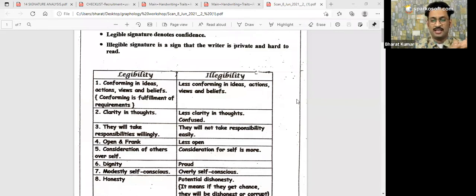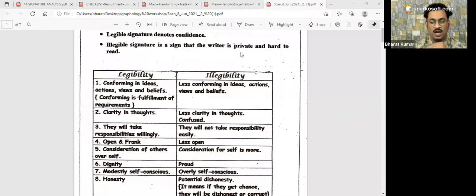So legible signatures give you conformity in ideas, opinion, actions, views and belief, and clarity in the thoughts. So if your signatures are not very clear, work on that today. And what can you do? All of you can sign on a paper, take a pic and circulate in the chat box, or circulate in the Graphology WhatsApp group just now. Take your signature on a paper, take a pic and post in the WhatsApp group so that I can understand your signature.